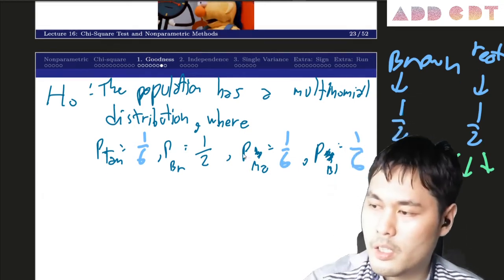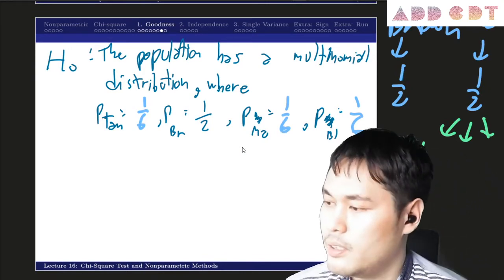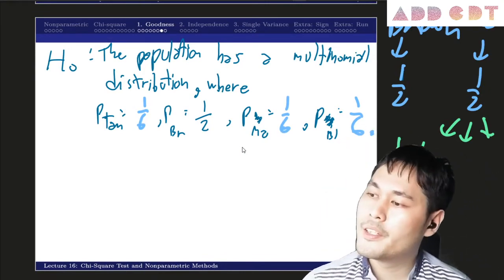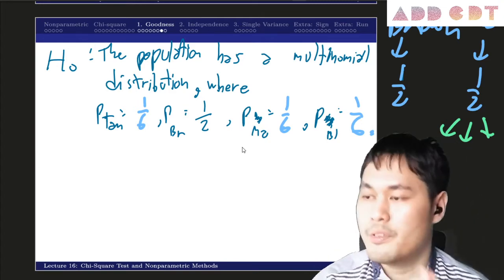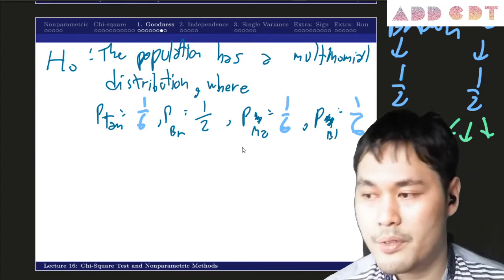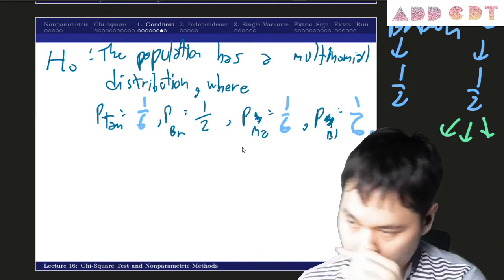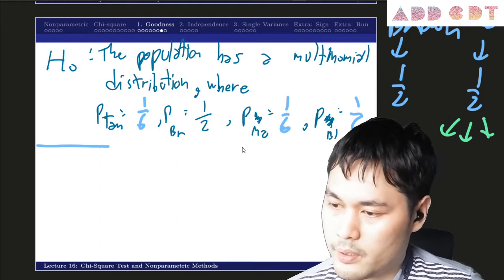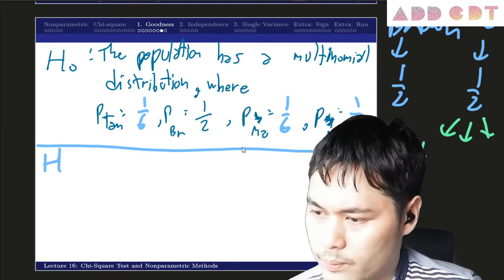So now we take a look and see if this is all we have to state at first. Okay. So we say it's multinomial distribution, but that's not enough. We have to say further. We have to say multinomial distribution with this given probability, and we believe that's correct.